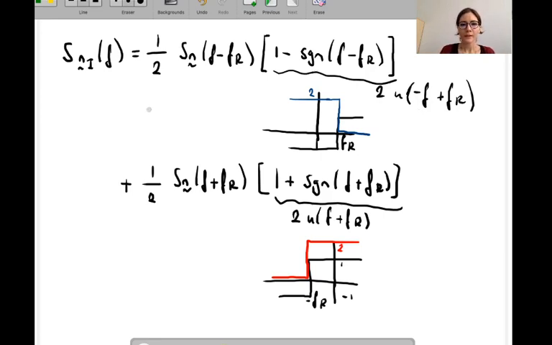All right, now again, luckily the 2 factors here will cancel. So the 2 cancels 1 over 2, the 2 cancels 1 over 2. So we are left with the expression Sn of f minus fr times u of minus f plus fr, and similarly for the other part. Now, to take the last step, I find it easier to draw and then to see what kind of effect these multiplications with these unit steps really have on the spectra.